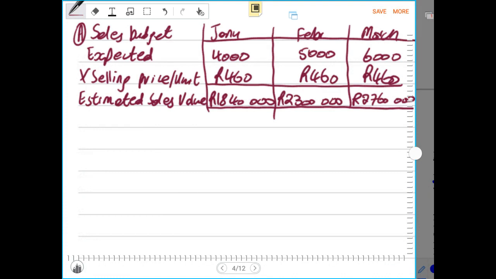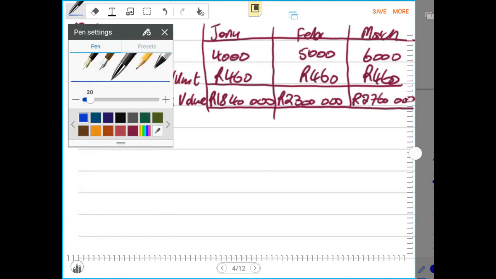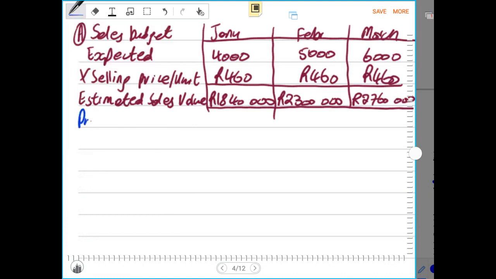So now we have our production budget. Just to change the color, production budget. Our production budget is still for 3 months.